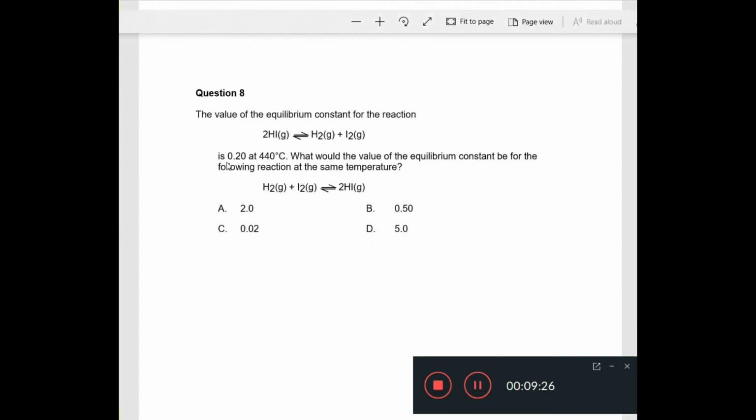Let's look at question 8. Question 8 is asking for the equilibrium constant for a reverse reaction, having given you the forward reaction. Let's look at it carefully. So it says value of the equilibrium constant for this reaction, 2HI gives you H2 plus I2, is 0.2 at 440 degrees. And then it says what would be the value of the equilibrium constant for the reaction at the same temperature below. And look at this reaction.